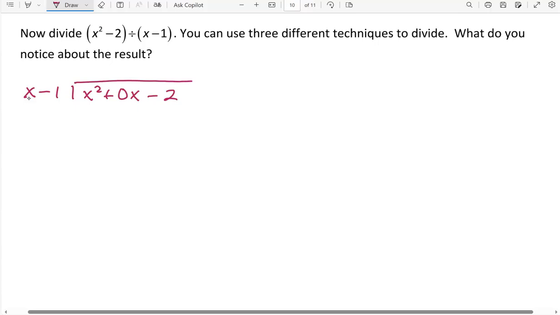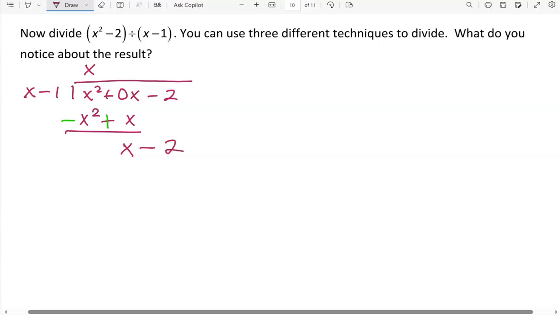First term divided by first term is x squared divided by x, which is x. Then we can multiply the entire divisor by x. X times x minus 1 is x squared minus x. Now change the signs of the x squared minus x and add, and that gives us a remainder of x, and then we can bring down the minus 2.